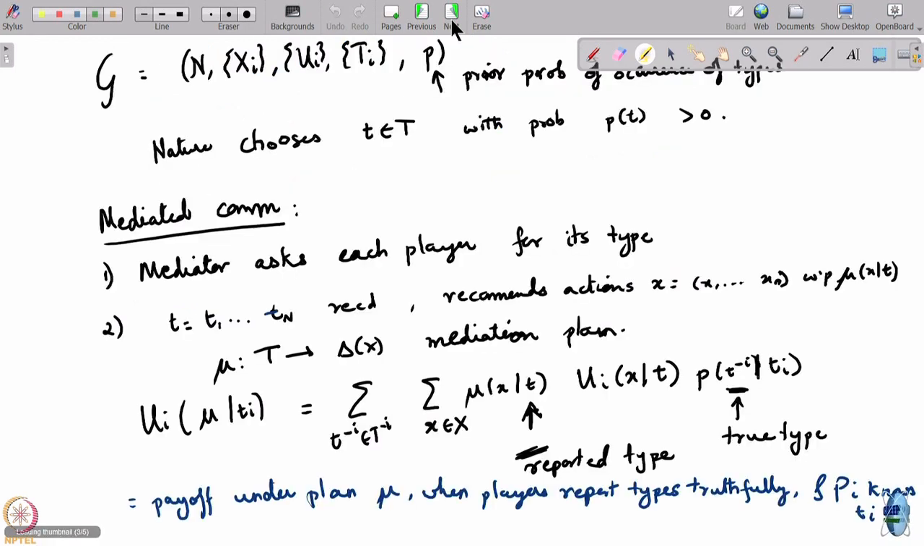The next thing we will see is, once again, that this kind of mediation simulates any outcome of any communication system in which players send in their types, maybe truthfully, maybe by lying, and then that communication system recommends actions, sends messages, and from messages you get actions. So this kind of mediation once again simulates any pre-play communication with players having private information as well. So we are just building towards the revelation principle.